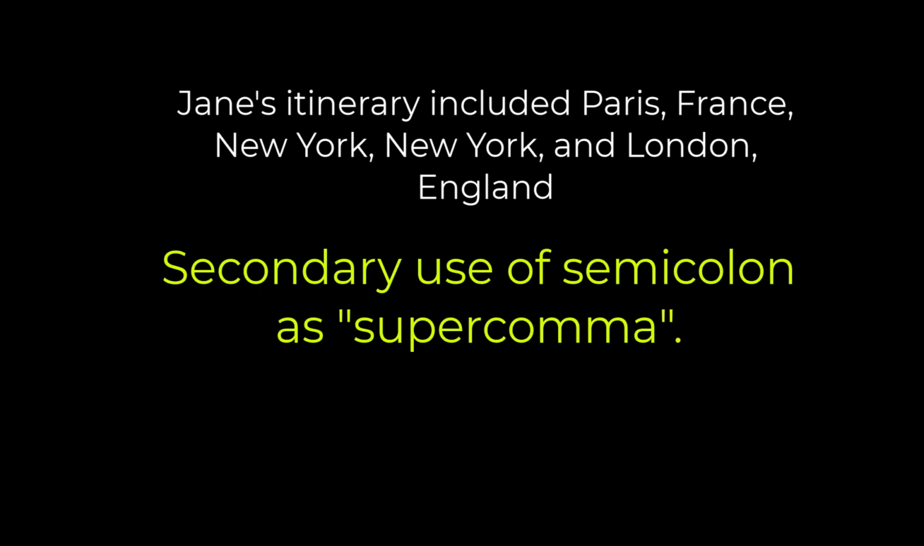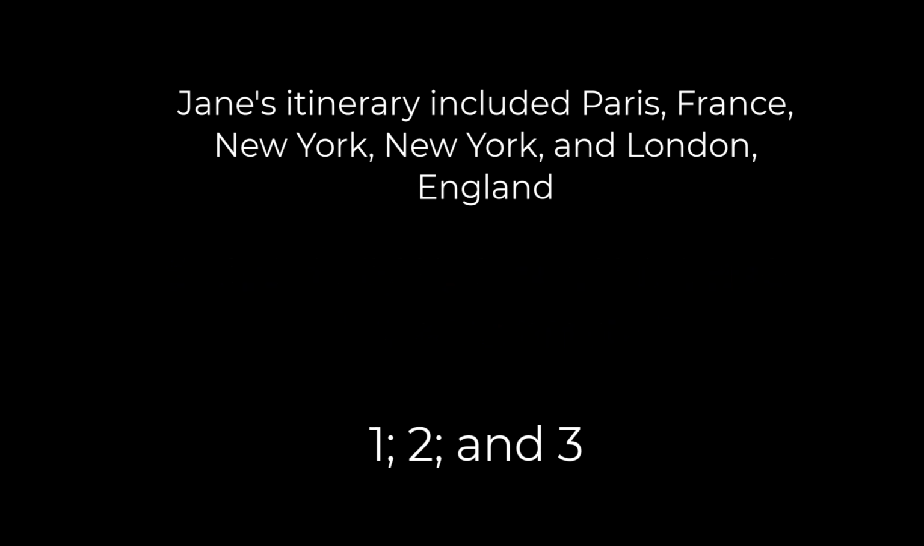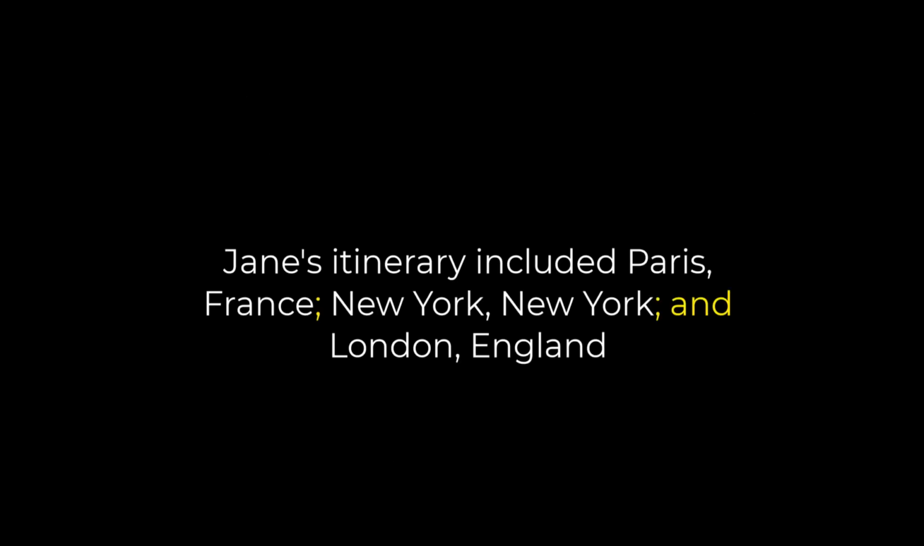There is a secondary use of a semicolon. It's as a super comma. It's used to separate a list of three or more where you have punctuation in the items in the list, especially commas. In this case, every item in the list, Paris, France, New York, and London, England, has commas within it. So it gets confusing between the commas that separate the list and the commas within each item of the list. That's when we use something like the following. We replace the list commas with semicolons. "Jane's itinerary included Paris, France; New York; and London, England." The structure becomes 1; 2; and 3.